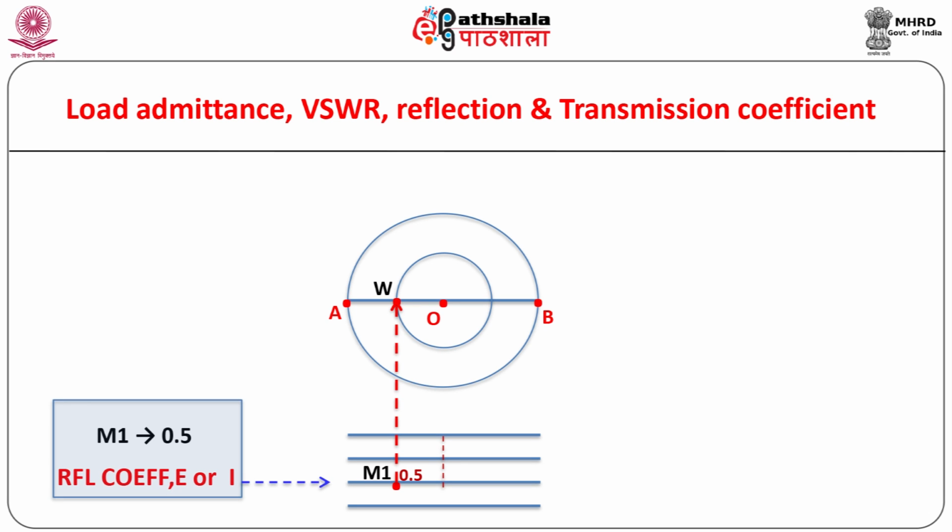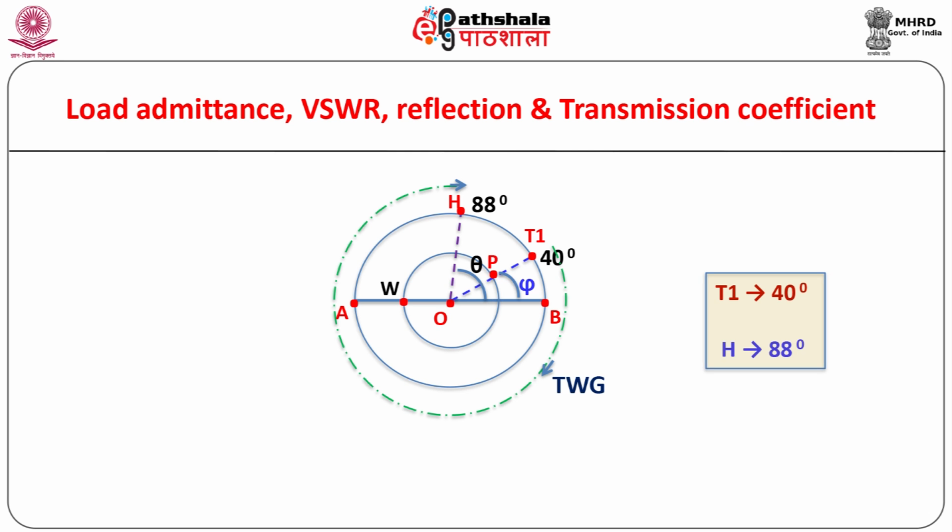For solving the above problem, follow the stepwise procedure as shown. Step number 1. From the horizontal scale calibrated to read magnitude of the reflection coefficient, find the point M1 reading 0.5. Step number 2. From point M1, draw a line WM1 perpendicular to the diameter AO meeting AO in W. Step number 3. Draw a circle with OW as its radius and O as the center.